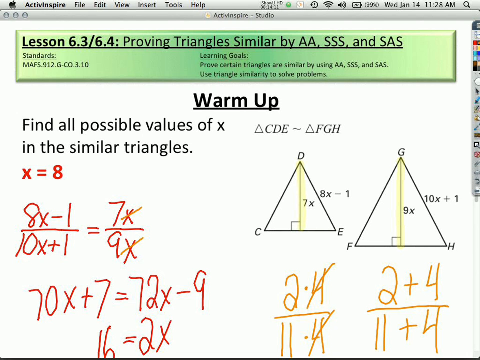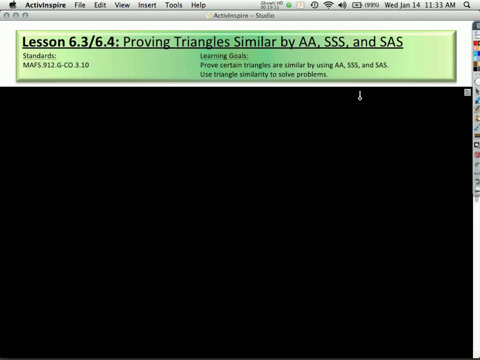Of course, you've titled today's lesson, Lesson 6.3/6.4. We will be wrapping 2 lessons together into one. The publisher felt that AA similarity should be separated from SSS and SAS. This is my first time teaching it, and I read through everything, and I didn't see any reason why it needed to be separated, so we are putting them all together. In fact, I think it makes more sense to do them all together.